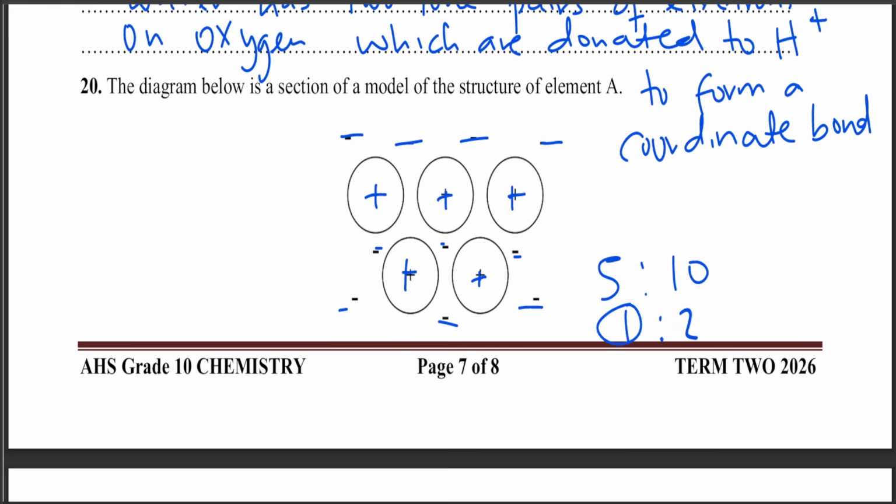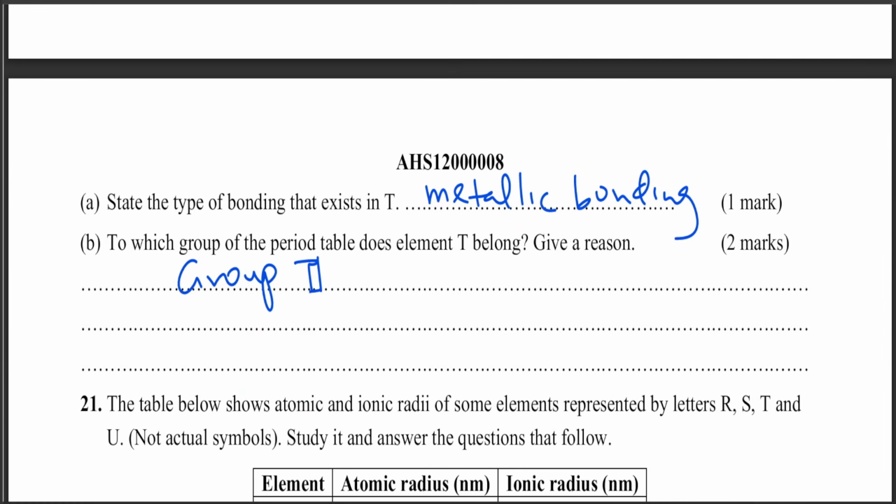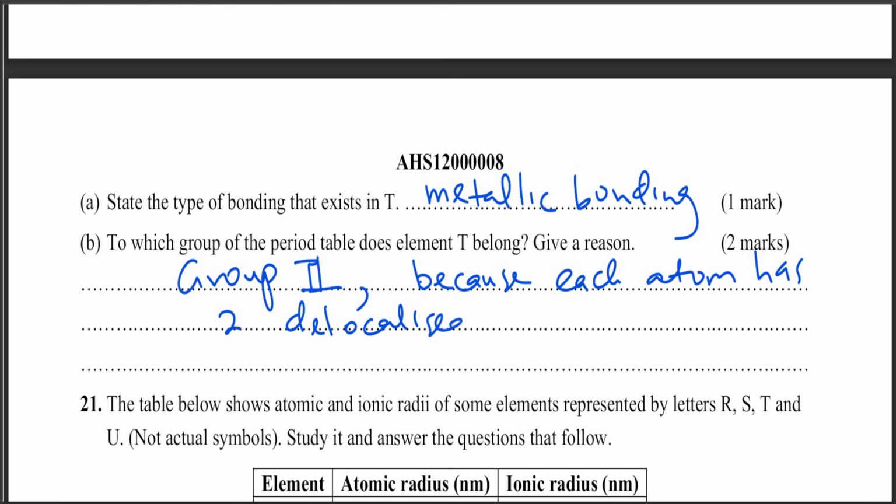One proton is drawing in 2 electrons. So most probably in each atom there's 2 electrons. Give a reason because each atom has 2 delocalized electrons. Okay.